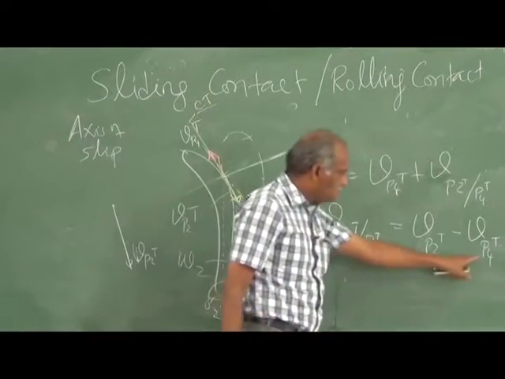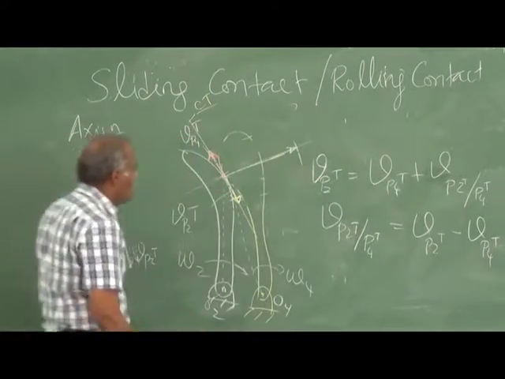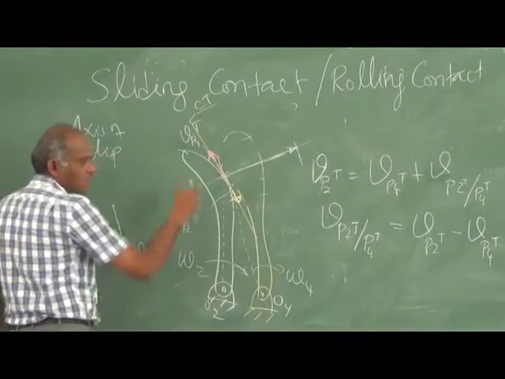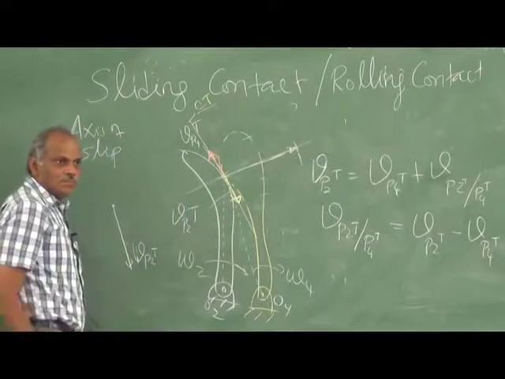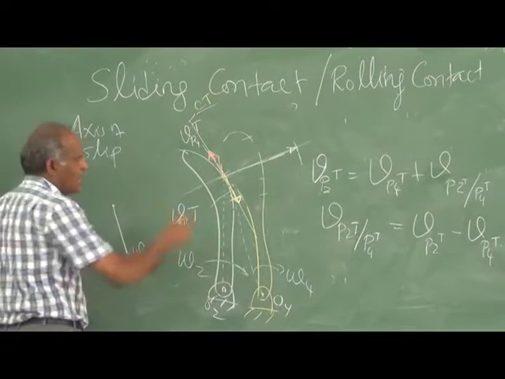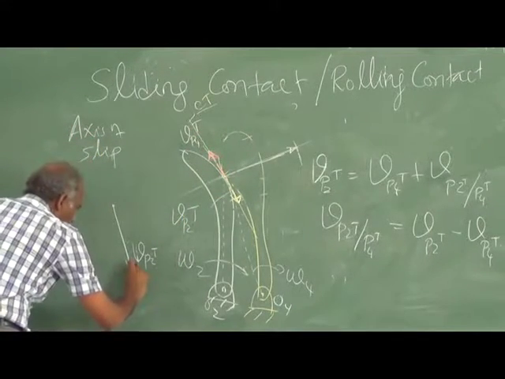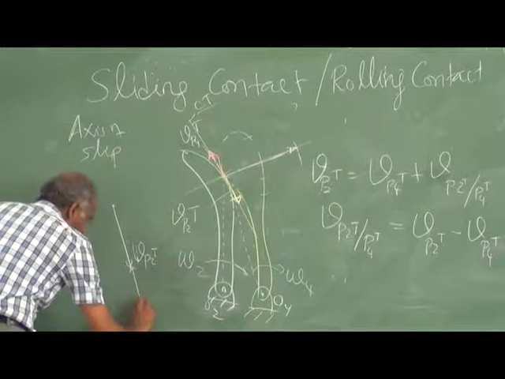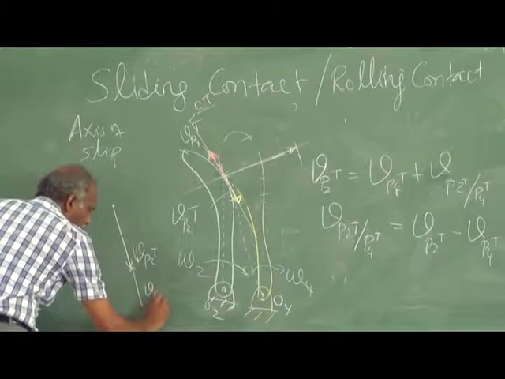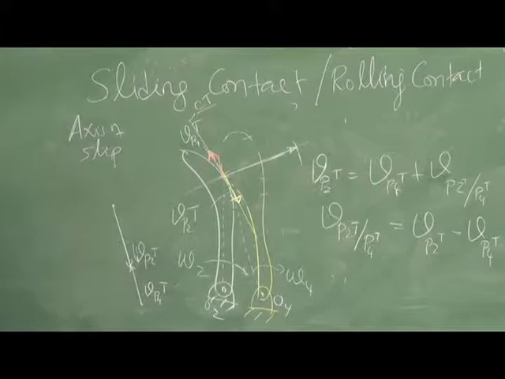Then I have to subtract the velocity of P4 tangential component from that. P4 tangential component is like this. But if I want to subtract it, I have to move in the opposite direction, right? So this is my velocity of P4 tangential component.